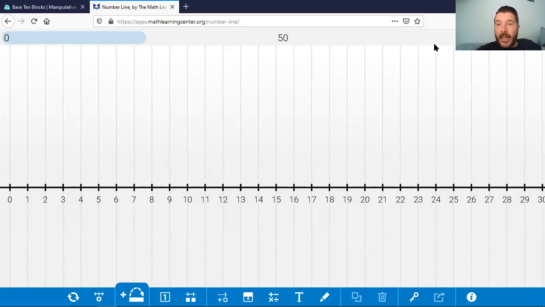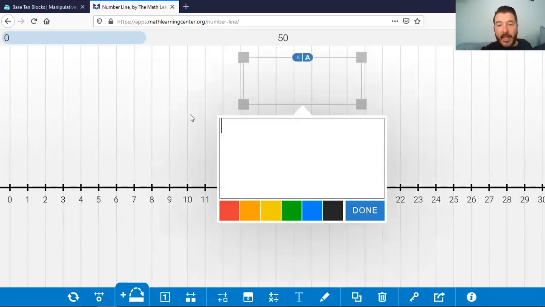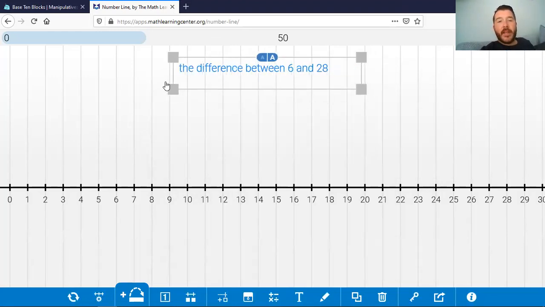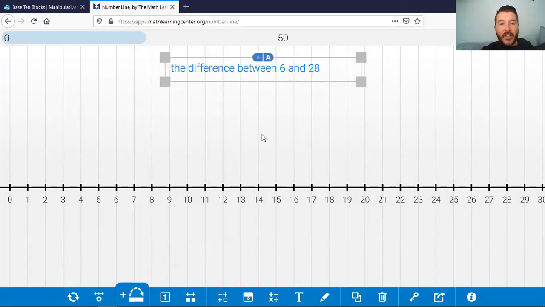Okay, so my next step is we are going to look at making those jumps more efficient. So we're going to be drawing our own jumps on our number lines. So for example, if I had a number problem asking me the difference between 6 and 28. So say I had a question that wanted me to find out the difference between 6 and 28.